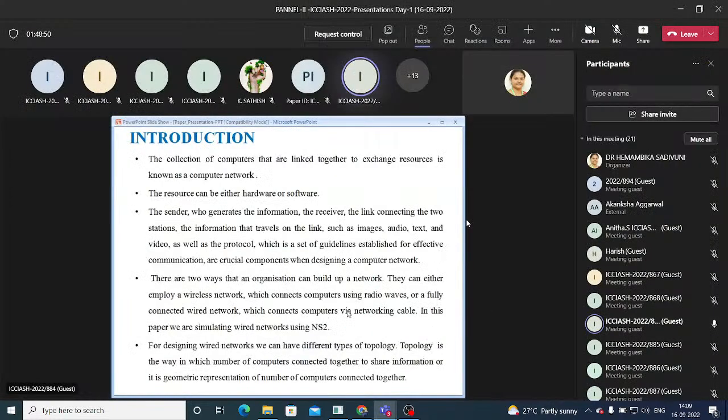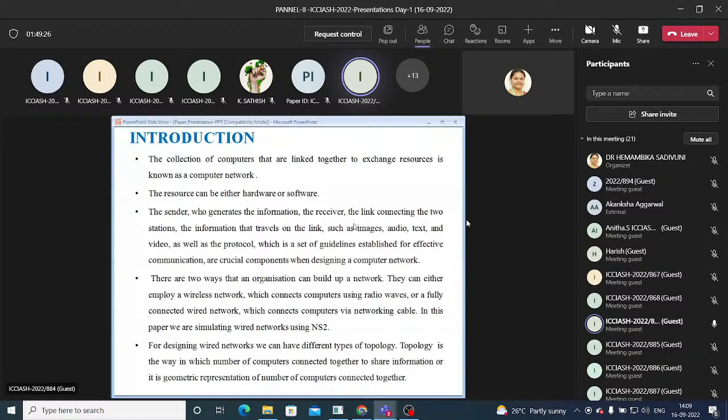Introduction: a computer network is basically a group of computers connected together to share resources or exchange information. Resource sharing can be either hardware sharing or software sharing. For hardware sharing, an example is a printer or a scanner shared among multiple computers. For software, an example is an application program shared among multiple computers.